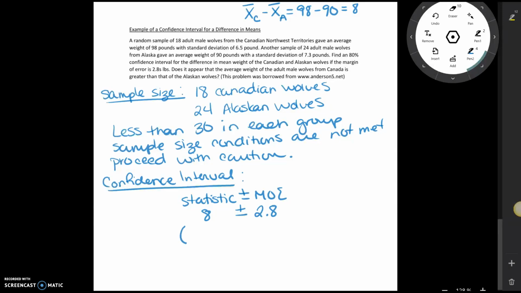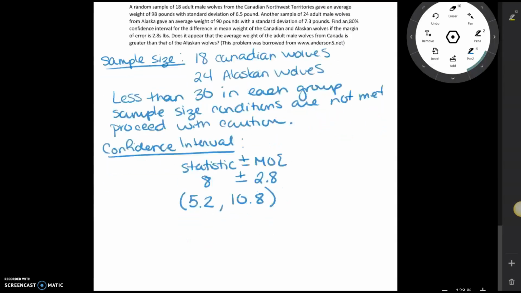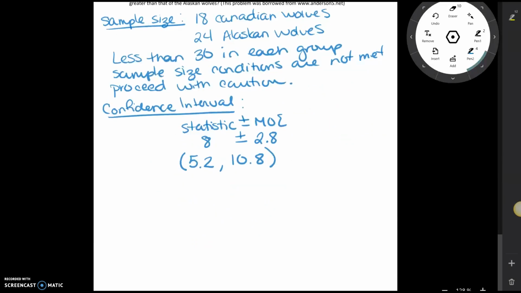So to get the lower bound for the interval, you're going to go to your calculator and type in 8 minus 2.8. And so our lower bound is 5.2. And then the upper bound is 8 plus 2.8, which is 10.8. So there's our interval. And then the last thing we need to give is the interpretation.